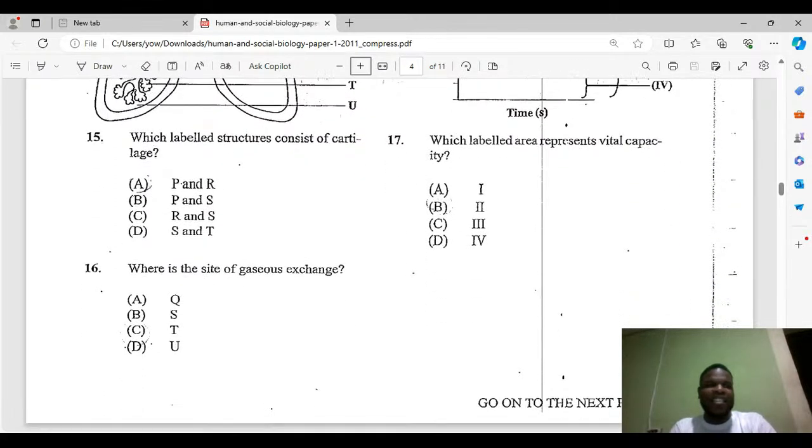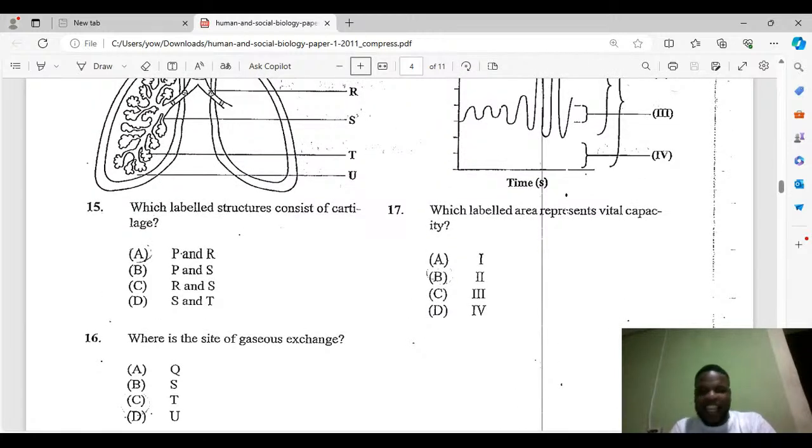To 16. Where is the site of gaseous exchange? So where is the site of gaseous exchange here? I'm seeing C. I'm seeing D.